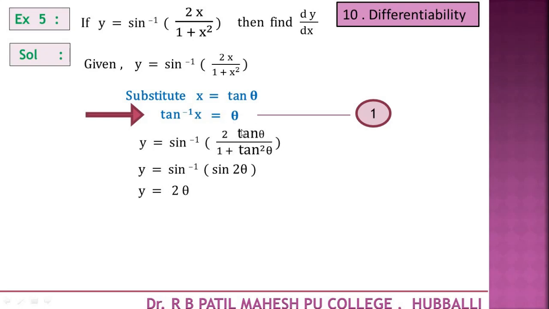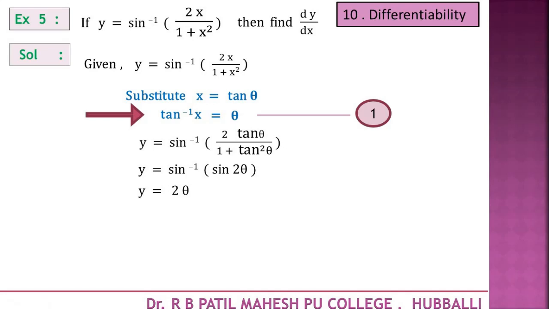Okay, if you want to refer to the previous table, 2 tan theta divided by 1 plus tan square theta, this you proved in the inverse trigonometric function chapter. You proved that 2 tan theta divided by 1 plus tan square theta is nothing but sine 2 theta. It's a reverse now.